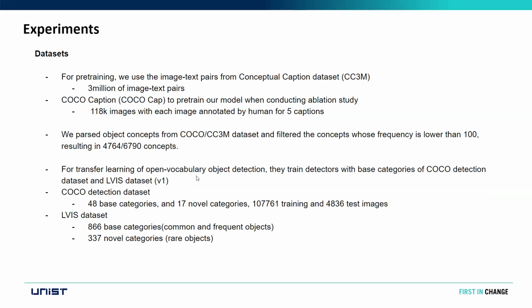Yeah, for the open vocabulary object detection, they trained their model on the base cases of the COCO and LVIS data sets. So COCO has 48 base categories and 17 novel categories, so these are the unseen categories, and these are the categories that they will train. And same goes for LVIS, which is a much bigger data set. And these novel categories are rare objects, and these base categories are common and frequent objects in the data set. This is how they divide them.